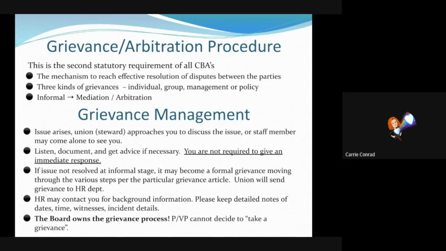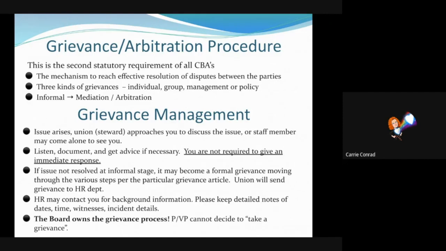As a principal or vice principal, although you're going to want to be accountable for everything that goes on in your school, it's important that you realize that the principal or vice principal do not own the grievance process. That is owned by the board, primarily the Labor Relations Department. Therefore, a principal or vice principal cannot simply decide to take a grievance.